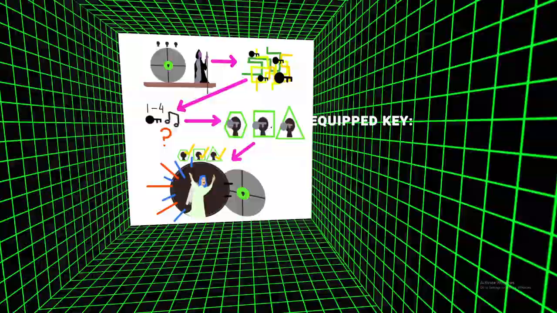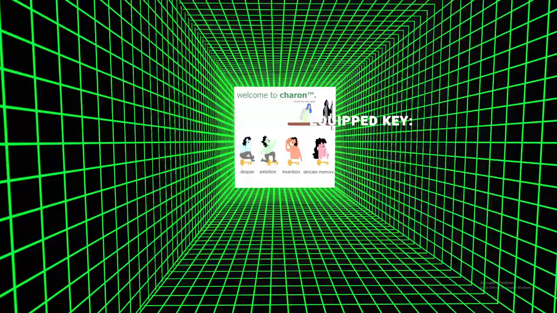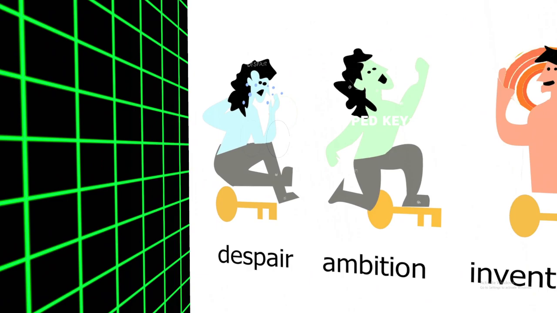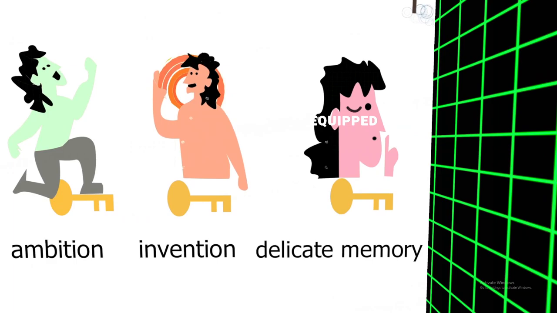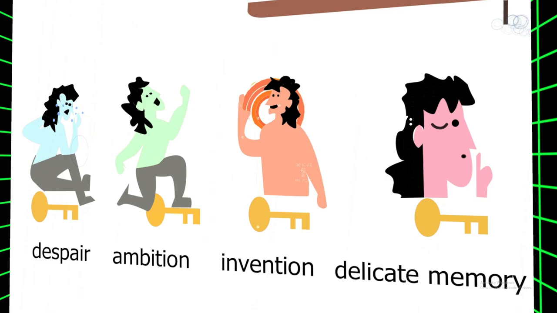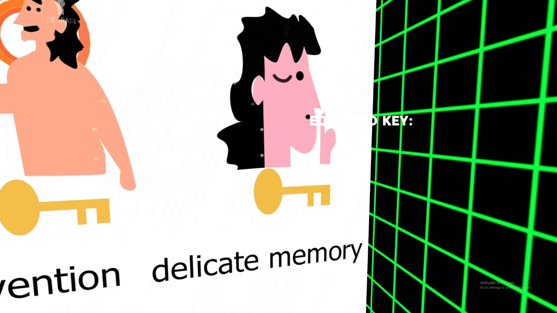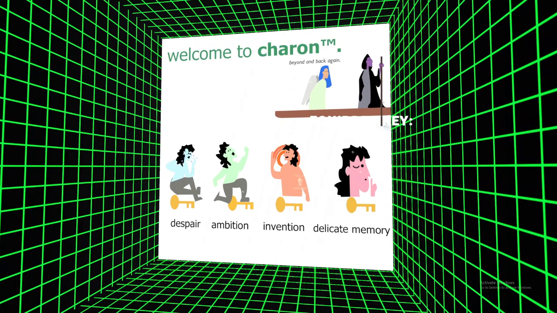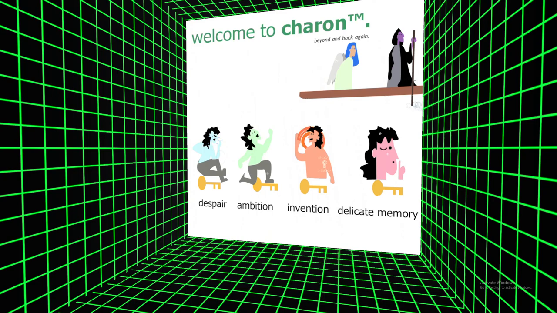In case your basic training didn't drill it in enough, Charon stores human consciousness in four cores. Despair, baseline trauma. Ambition, motivation as trauma response. Invention, self-actualization by material works and core ideology. And of course, delicate memory. I know you've already signed the NDAs, but the central characteristic of delicate memory cores is they're immensely private, typically repressed memories. Discretion is central to the Charon project, so just be professional.